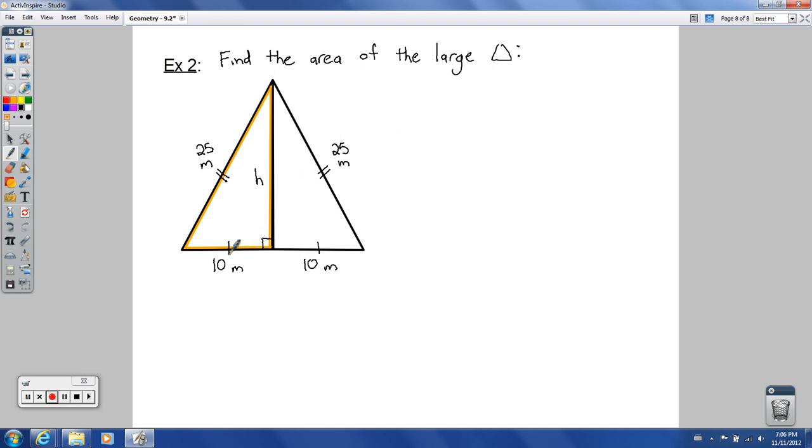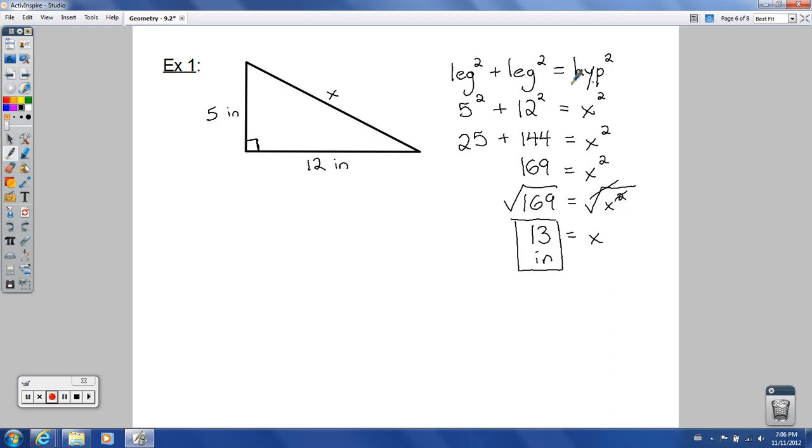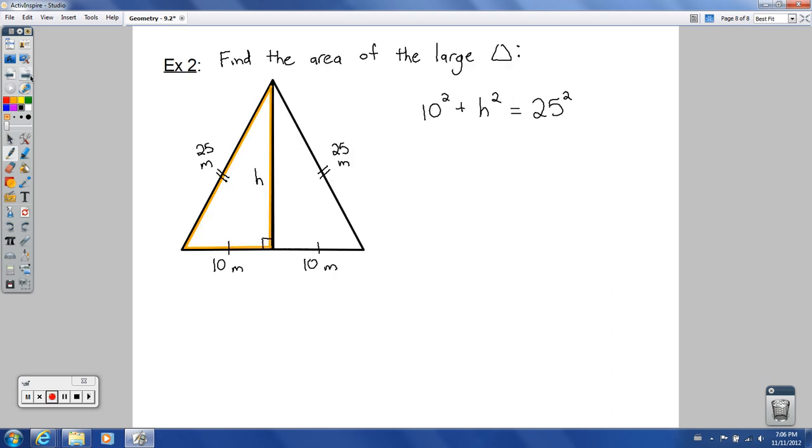It doesn't say that leg squared plus hypotenuse squared equals leg squared. It says leg squared plus leg squared equals hypotenuse squared. So in this case, I need to say 10 squared plus h squared equals 25 squared. So see the distinction here. So this time a leg is missing. Over here in example 1, the hypotenuse was missing. So make sure you keep that straight. If you remember leg squared plus leg squared equals hypotenuse squared, that makes remembering that very, very easy.